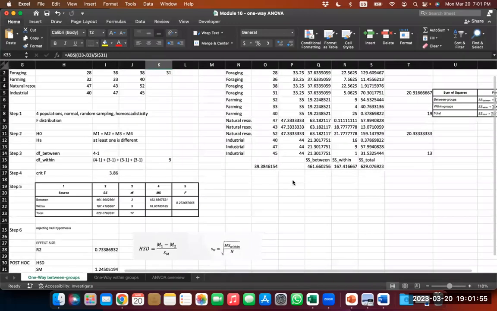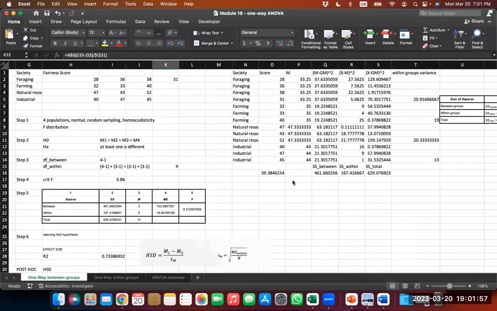So, ANOVA. Again, we have 4 different groups. Just as a recap, with 4 different groups, we go in step 1. We are quantifying the 4 populations that are normally distributed. We have done random sampling and they are homoscedastic. So testing a little bit further down. Step 2, we're phrasing our null hypothesis that all 4 means are identical. And also we are expressing our alternative hypothesis that at least one of these means is different.